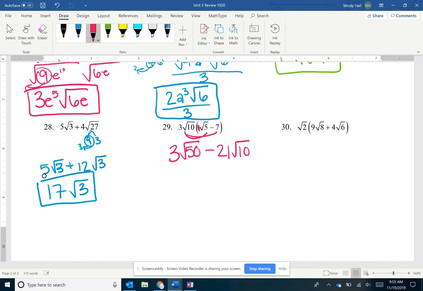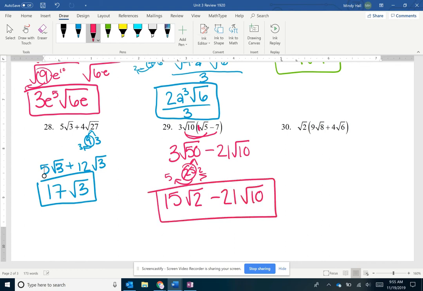Now, although it's tempting to leave the answer like this, you do have to simplify it to make sure they can't combine. And so 50 breaks into 25 times 2. Square root of 25 is 5, so 5 times 3 gives me 15 root 2, because that's all that's left, minus 21 root 10. And there's nothing I can do with 10 because it is made up of 2 times 5, and both of those are prime numbers. And so my final answer, even though it's not that pretty, that is my final answer.